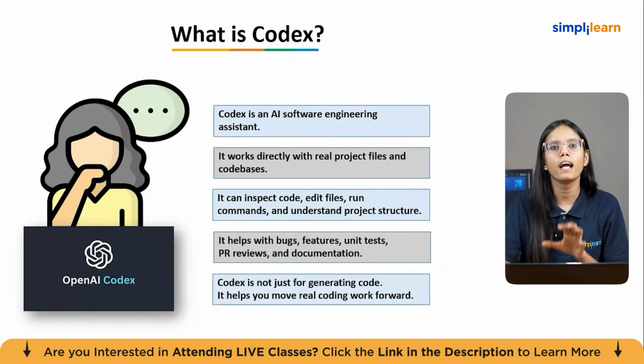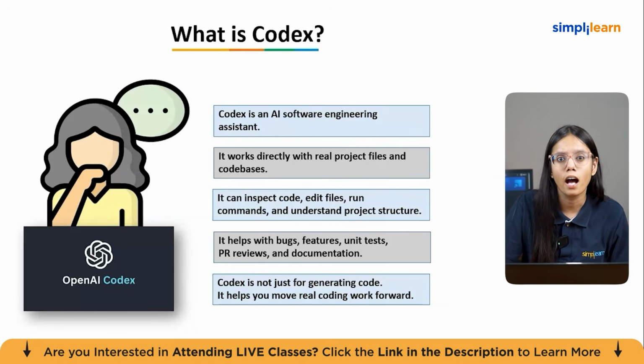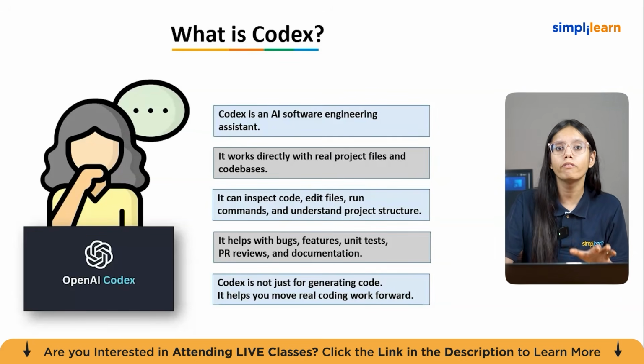Think of Codex like an AI software engineering assistant. You can ask it to explain how your project works. You can ask it to find a bug in an API. You can ask it to add authentication to an app. You can even ask it to write unit tests for a function. You can ask it to review a pull request. You can ask it to create documentation for a module. And you can even ask it to modernize an old code base.